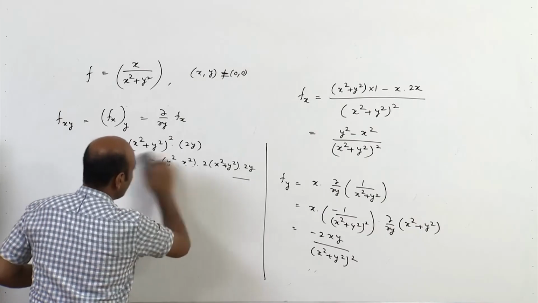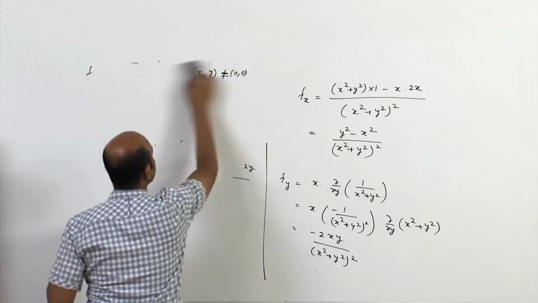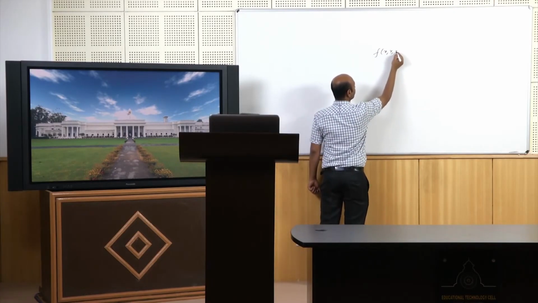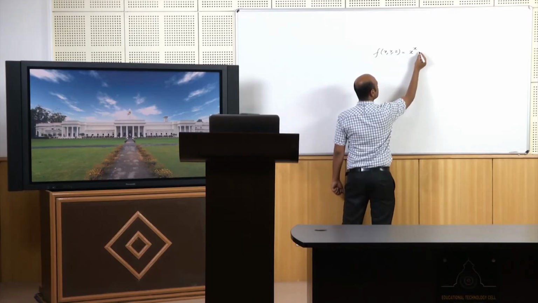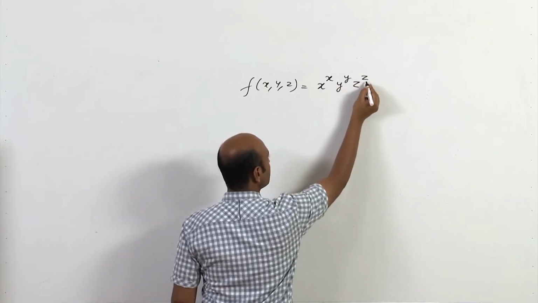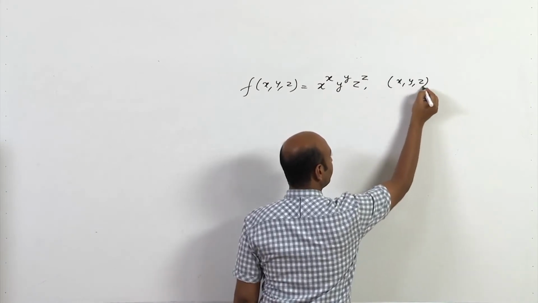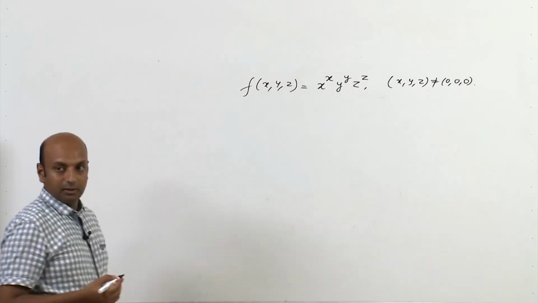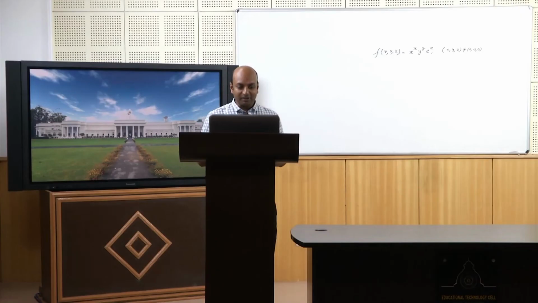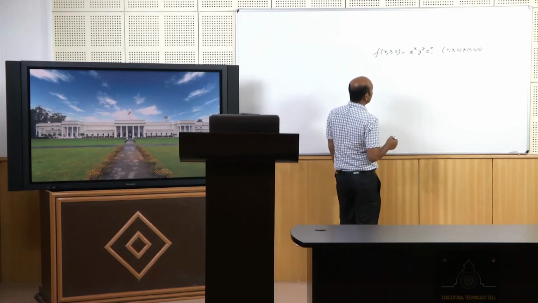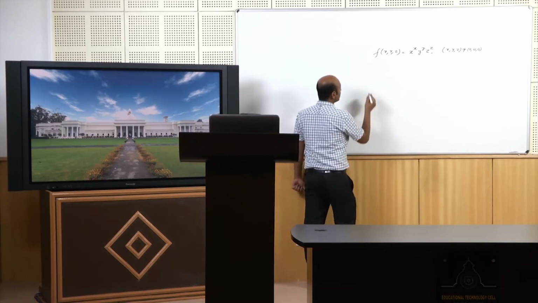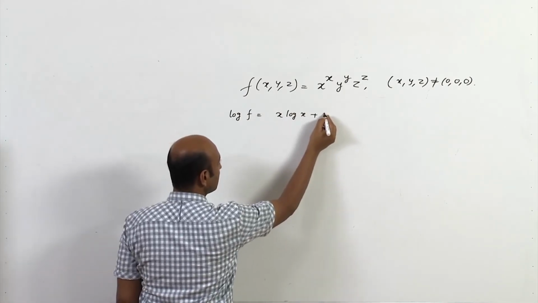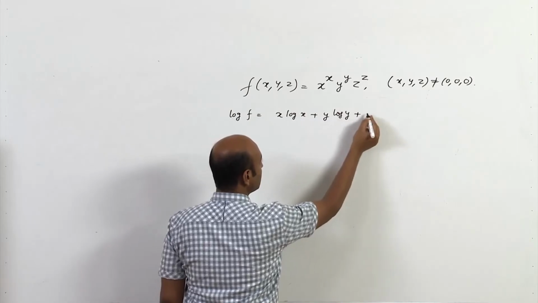Now, let us solve one problem of 3 variables. Now, suppose f of x, y, z is x raised to power x, y raised to power y, z raised to power z, where x, y and z are non-negative. Now, you have to find all second order partial derivatives for this function. So, how will you compute fx? You have to take log first. So, log of f will be equal to x log x plus y log y plus z log z.